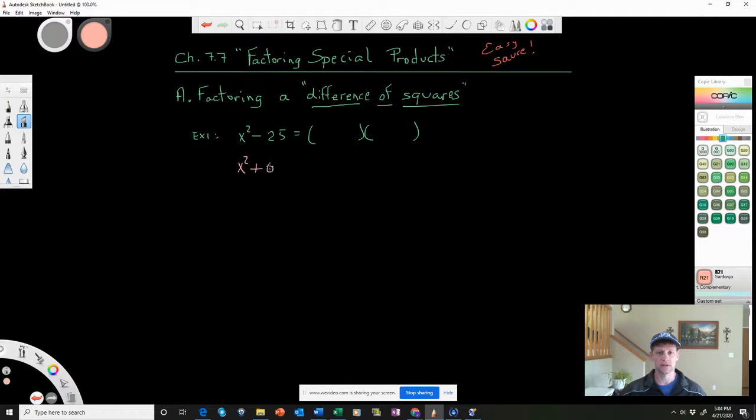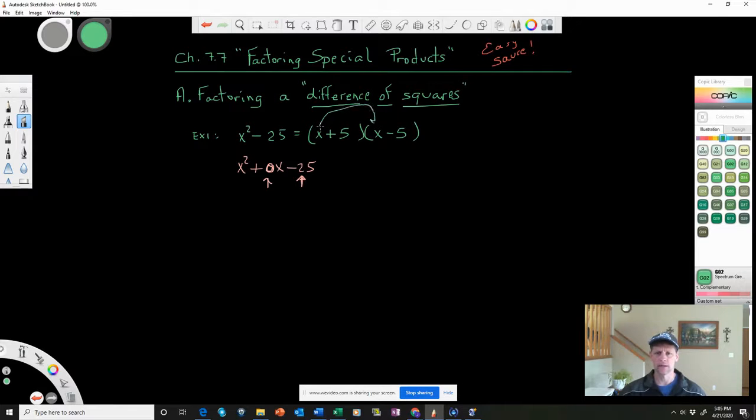Think of this as x squared plus 0x minus 25. There's like a 0x in there. Could you think of two numbers that multiply out to negative 25 and add up to 0? Well, I can. It's pretty simple, isn't it? The two numbers that multiply out to negative 25 and add up to 0 happen to be 5 and negative 5. And therefore, this is the factored form. You're done. We should check it to make sure we're doing it right.